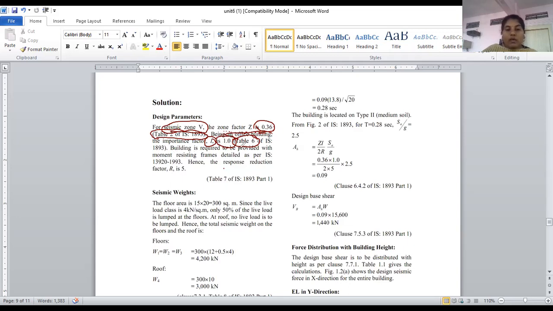Next, the building is required to be provided with moment resisting frames detailed as per IS 13920:1993. Which building is given? That building is a 4-storey building which has building frames infilled with brick walls. By referring to Table number 7, we got the value of R, that is, the response reduction factor is equal to 5.